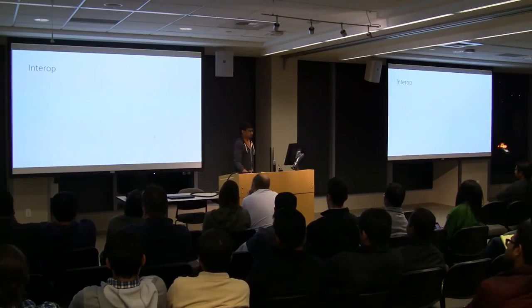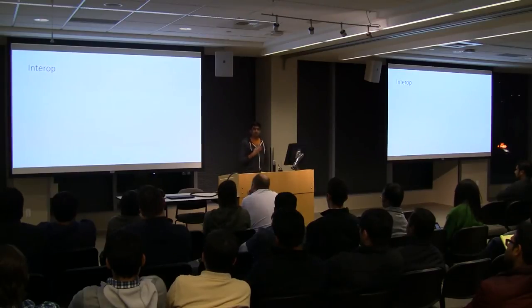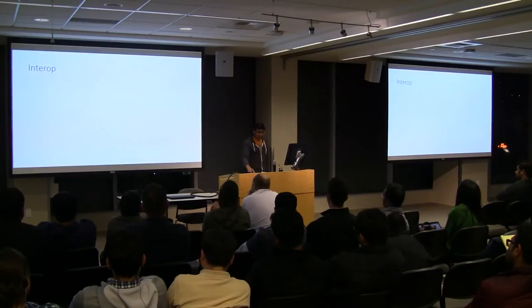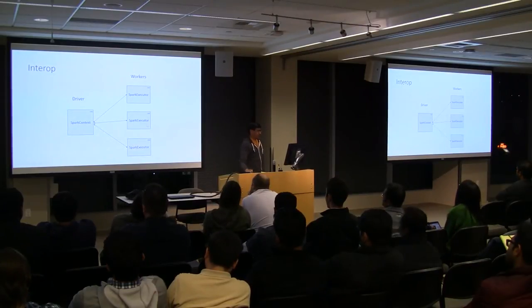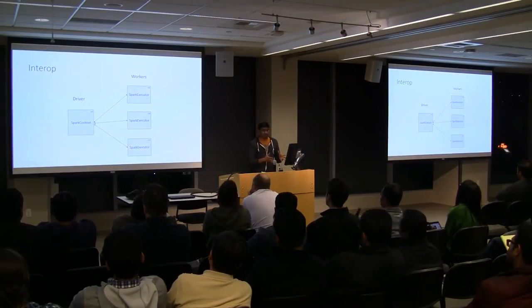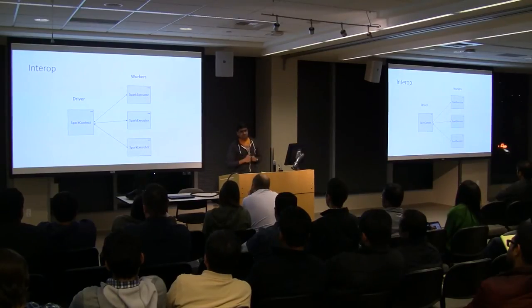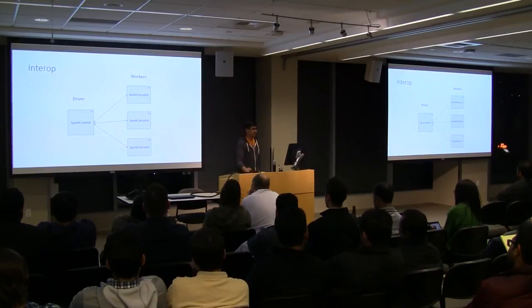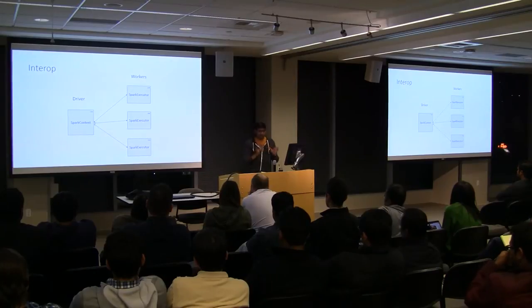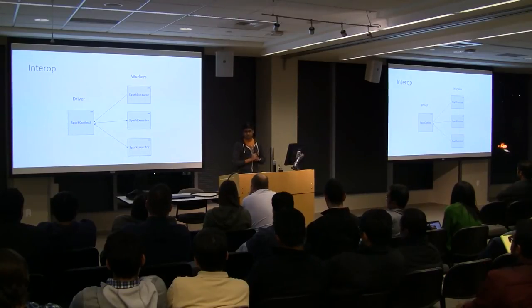Let's look at the interop. I mentioned that the interop between JVM and CLR was the first design consideration we had. So let's look at that in detail. This diagram is probably familiar to all of you. There's a driver side, Spark, and a set of workers. The driver side creates the context, and then anytime an action is called, the tasks are distributed to the workers, they get executed on the worker side, and then optionally, the results can be collected back to the driver side. So that's the standard Spark setup.